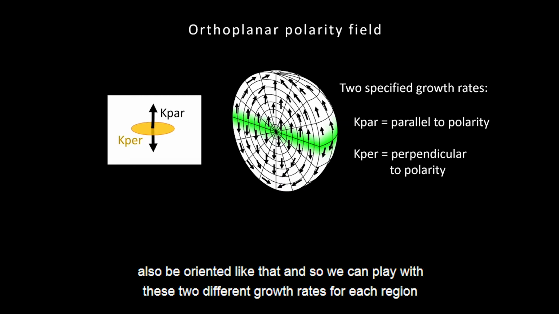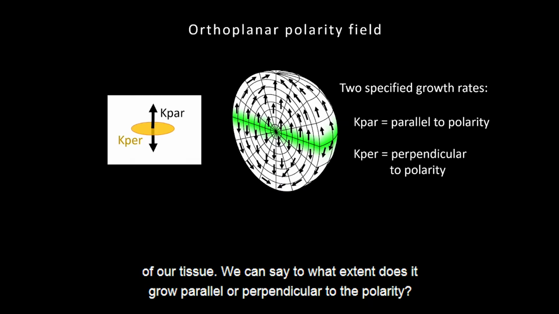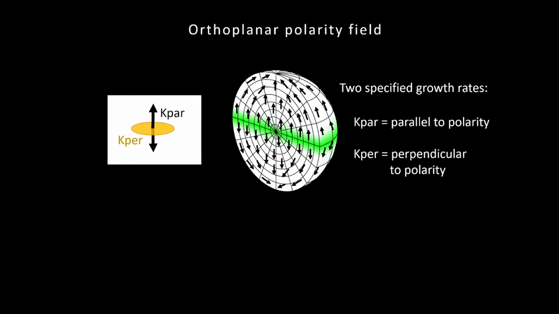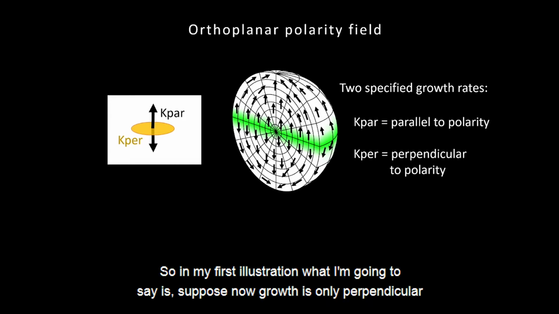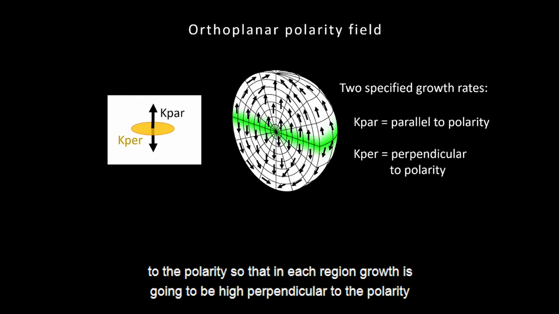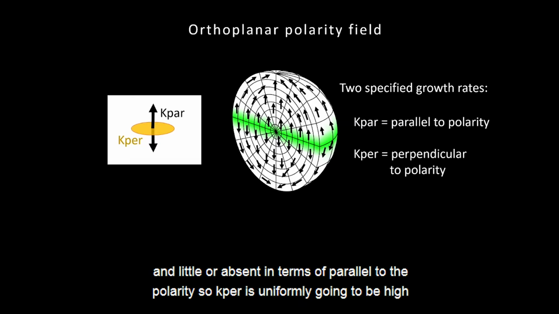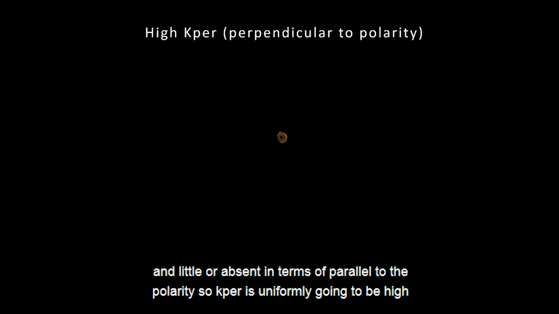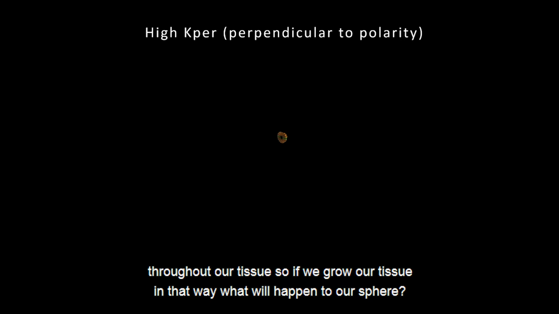And so we can play with these two different growth rates for each region of our tissue. We can say to what extent does it grow parallel or perpendicular to the polarity. So in my first illustration, suppose now growth is only perpendicular to the polarity, so that in each region, growth is going to be high perpendicular to the polarity, and little or absent in terms of parallel to the polarity. So Kper is uniformly going to be high throughout our tissue.